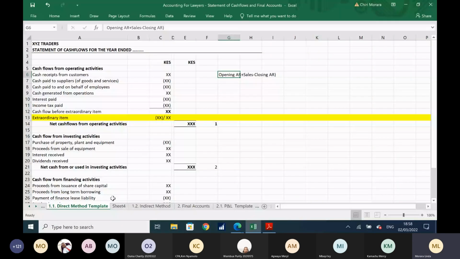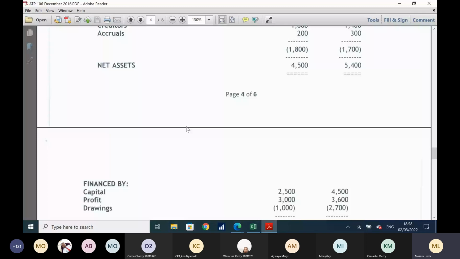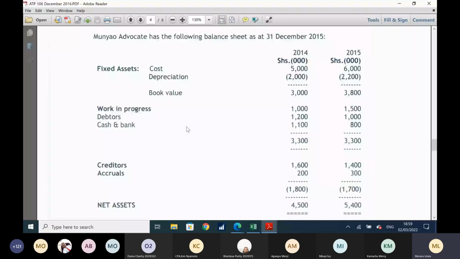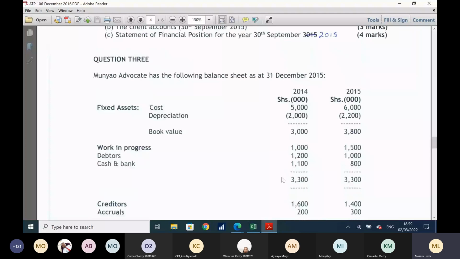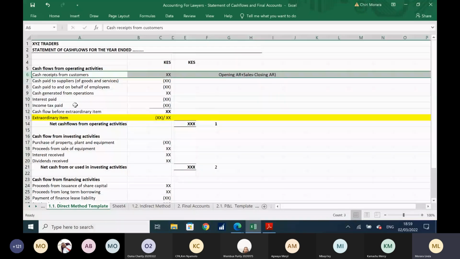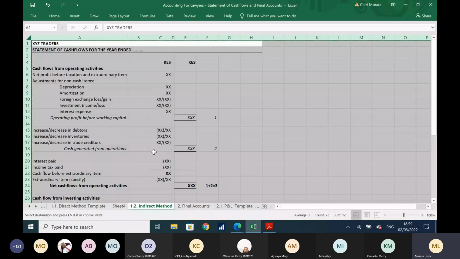What I needed to point out is, for this you will have to use the indirect method, because from the information that you have, you cannot possibly get the basic information to ascertain how much was received from your customers. So from the information that you have received, the only way you can work it out is using the indirect method. So in the interest of time, allow me to paste the template here.